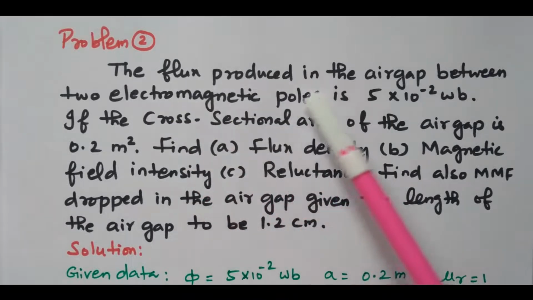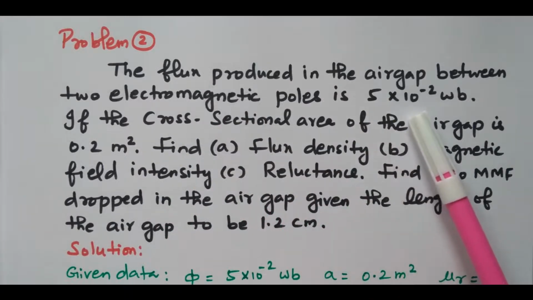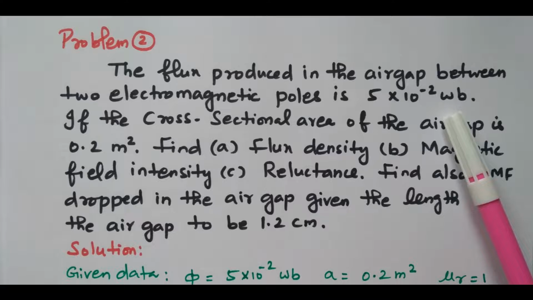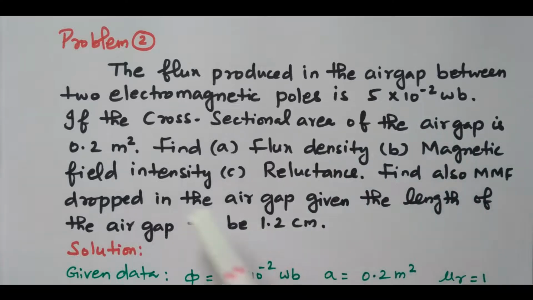The flux produced in the air gap between two electromagnetic poles is 5 × 10^-2 Weber. The flux is the flux value between the air gap of two electromagnetic poles. The cross-sectional area of the air gap is 0.2 meter square. Then we need to find the flux density, magnetic field intensity, and reluctance. Also, the MMF dropped in the air gap, and the given length of the air gap is 1.2 centimeter. For this air gap, we need to find the MMF also.